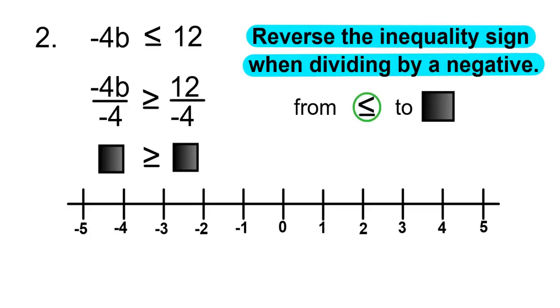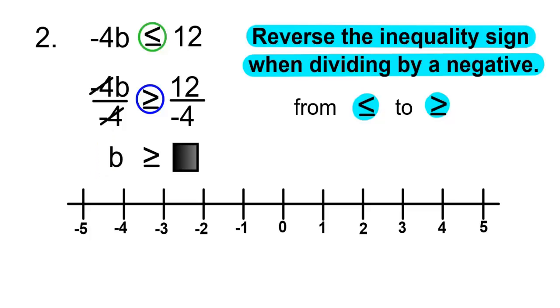So we go from less than or equal to greater than or equal to. The times by negative 4 and divided by negative 4 cancel, leaving us with b. And 12 divided by negative 4 is negative 3. So b is greater than or equal to negative 3.